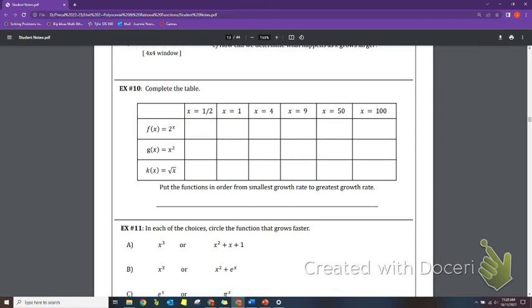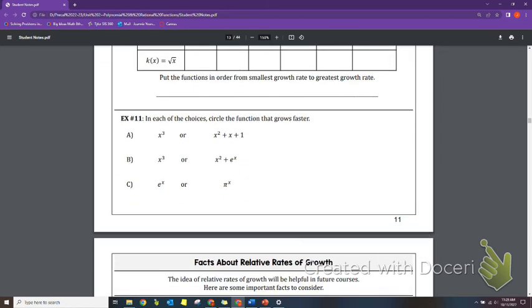All right, and then example 11, it said in each of the choices, circle the function that grows faster. So what's going to grow faster, x cubed or x squared plus x plus 1? X cubed is going to grow faster because x cubed is greater than the x squared, the largest exponent. X cubed or x squared plus e to the x. Well, this is tricky because we don't know a lot about e to the x, but e to the x is actually going to be greater than x cubed, so therefore it's going to grow faster.